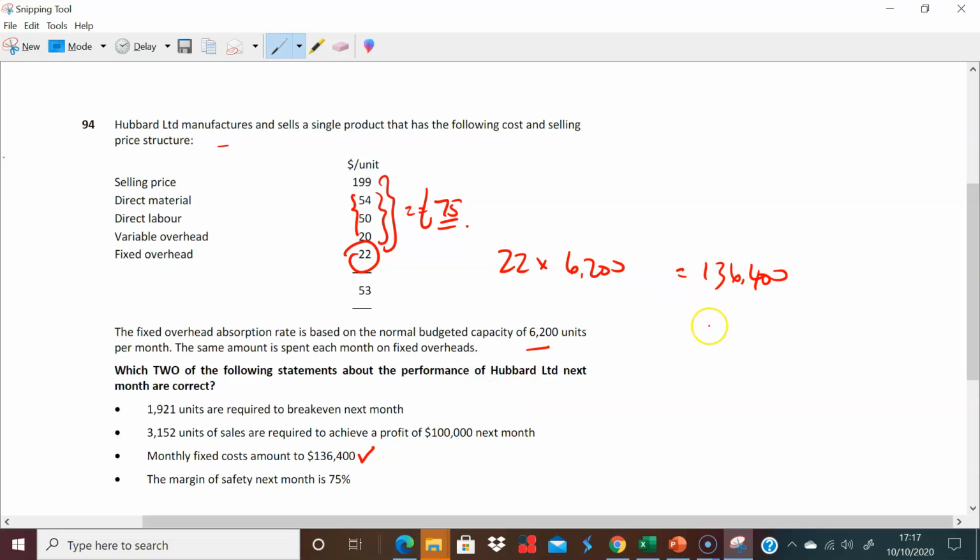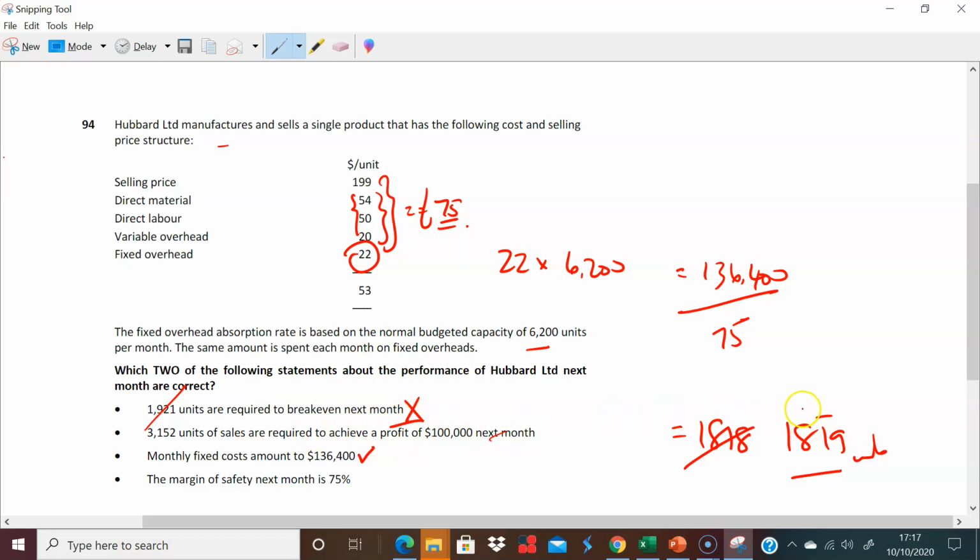Let's check our break even. Break even therefore must be 136,400 divided by 75, right? Because that's the contribution per unit. You do that and you get 1818 or 1819 if you like. I'll say 1819 units. So that is wrong. This one is wrong. That's not true. It's not 1921.